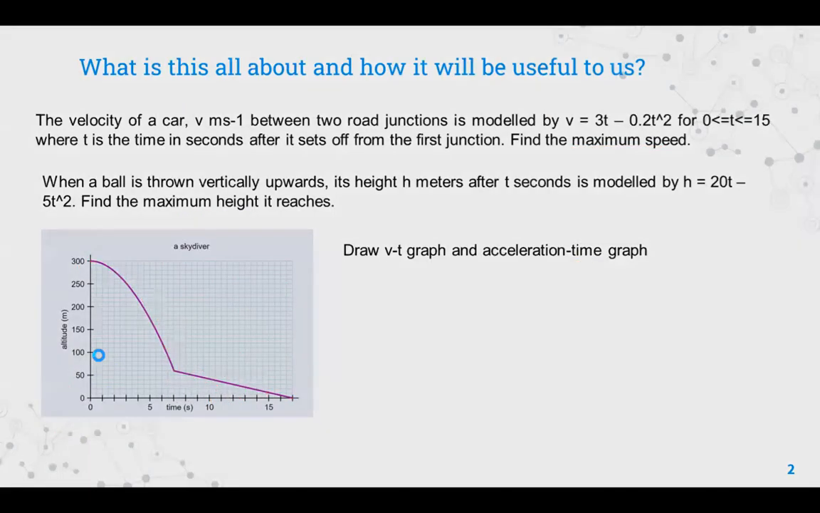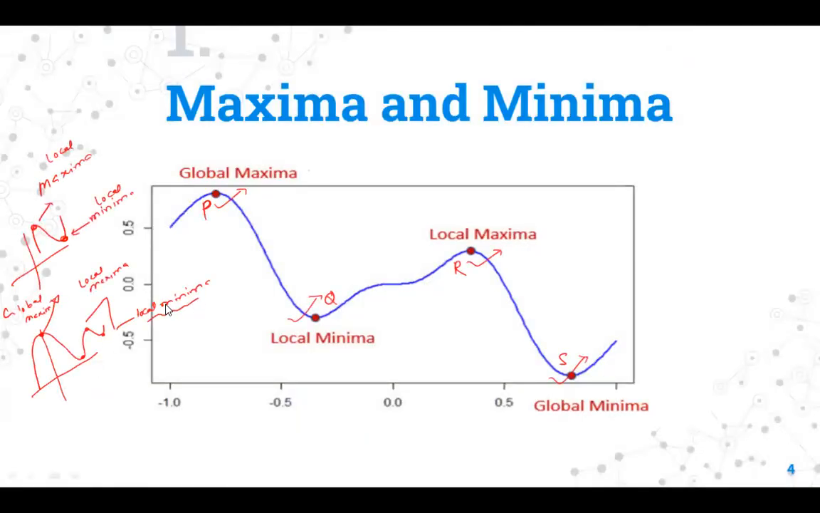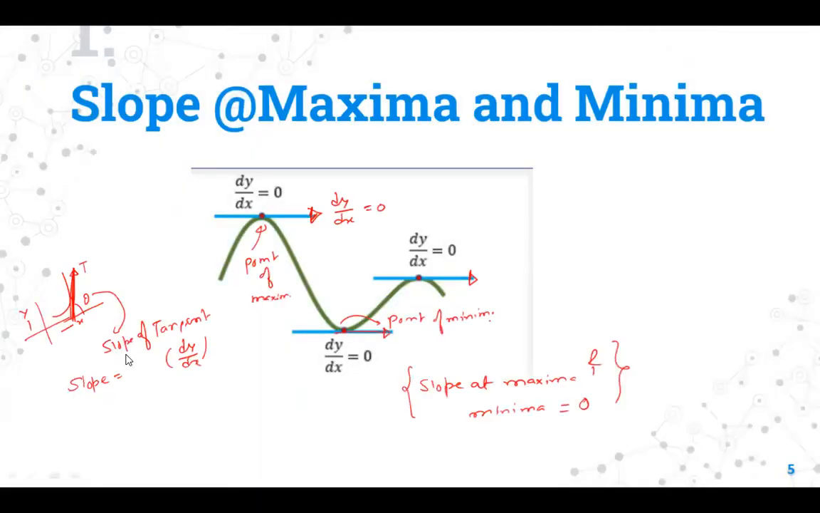Let's move ahead. This portion is clear to you: slope, secant and tangent line. In this portion we cleared what is global maxima, local minima, local maxima, global minima. Again, we found that the slope at all maxima and minima is 0. That is the first step of finding the value of maxima and minima.